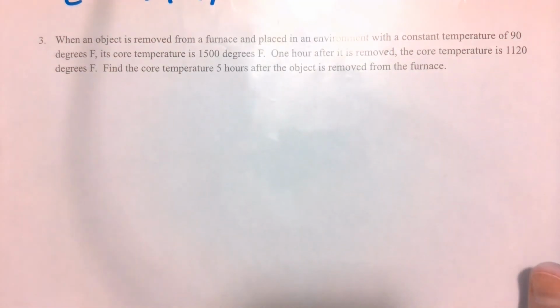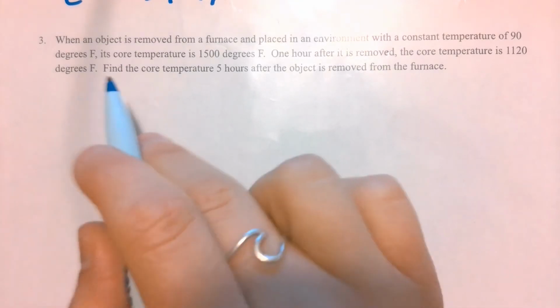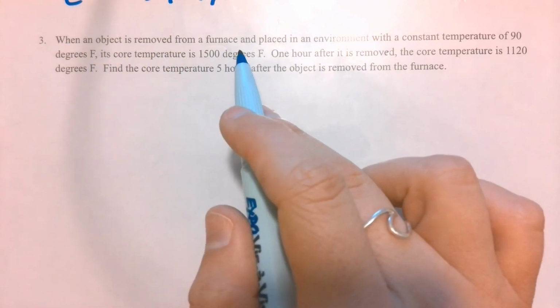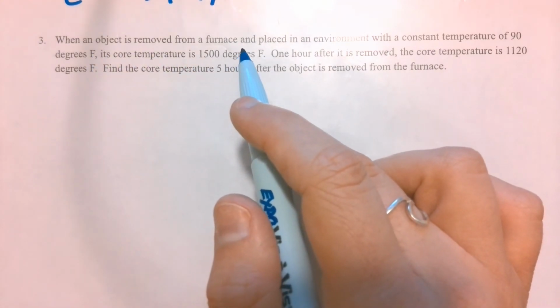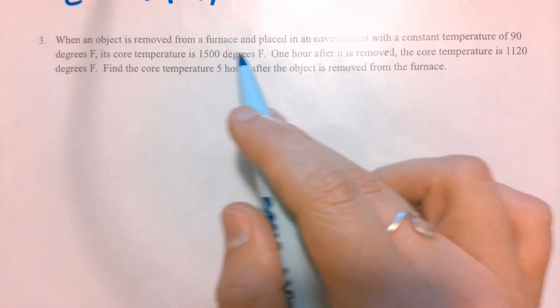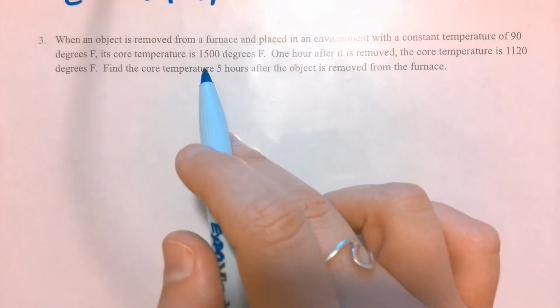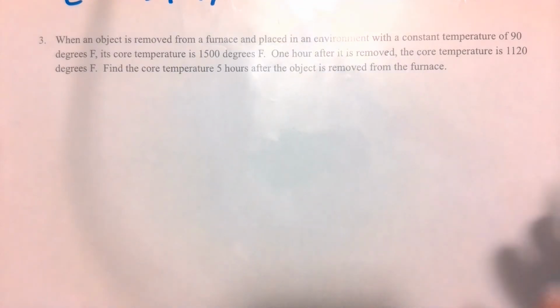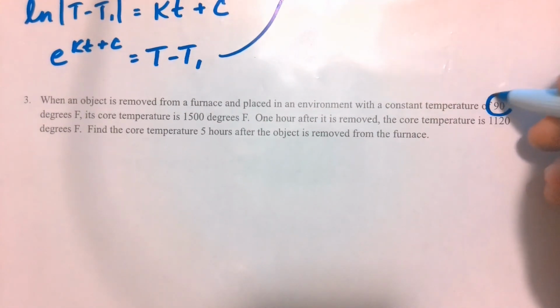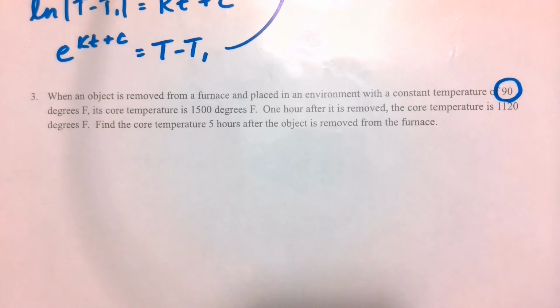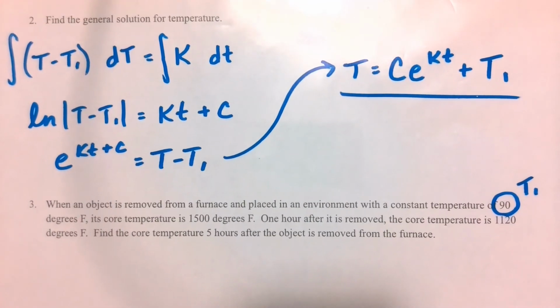So now we're going to look at our specific situation, solve for a specific value. It tells us that we've got some object removed from a furnace. So you can be creative there, whatever object you want to remove from a furnace. It's placed in an environment with a constant temperature of 90, and its core temperature is 1500 degrees Fahrenheit. So it's telling us a lot of information here. First of all, if the environment is always constantly 90, then I am allowed to say that that is T sub 1 in my equation.